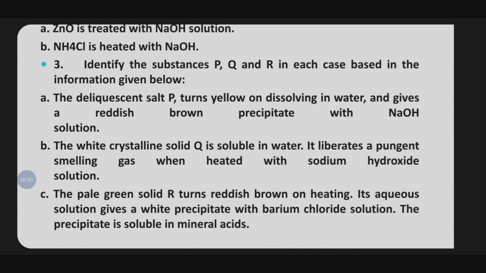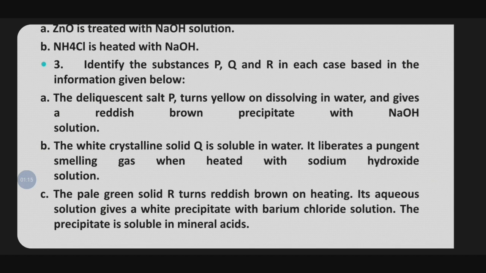B, the white crystalline solid Q is soluble in water. It liberates a pungent smelling gas. It will be ammonium chloride, because ammonium chloride is water soluble, and whenever it reacts with sodium hydroxide it forms a pungent smelling gas, ammonia. Number C, the pale green solid R turns reddish brown on heating. Aqueous solution gives a white precipitate with barium chloride solution. The precipitate is insoluble in mineral acid.